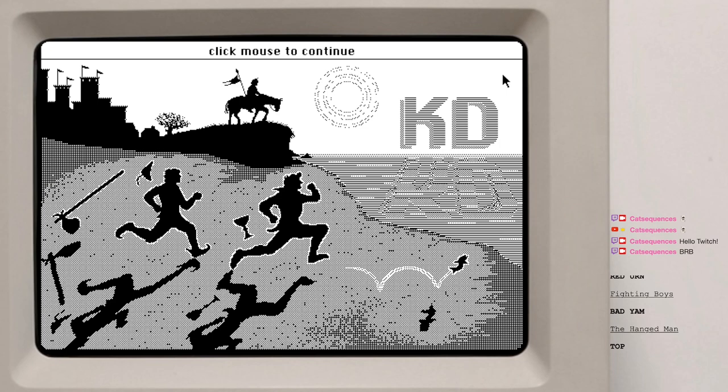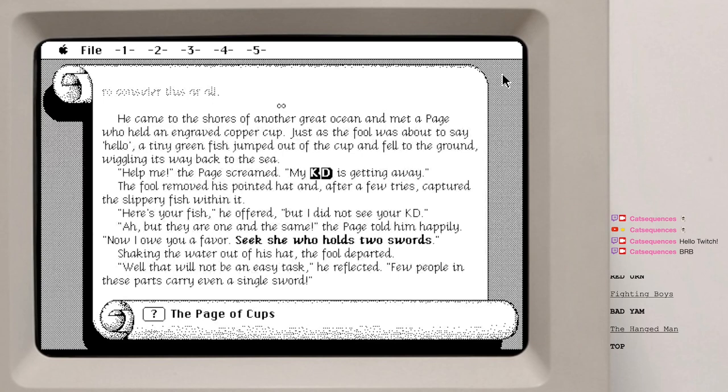KD. I wonder what that means. Oh, okay. That's a clue to the next thing. We'll read this. He came to the shores of another great ocean and met a page who held an engraved copper cup. Just as the fool was about to say hello, a tiny green fish jumped out of the cup and fell to the ground, wiggling its way back to the sea. "Help me!" the page screamed. "My KD is getting away!"